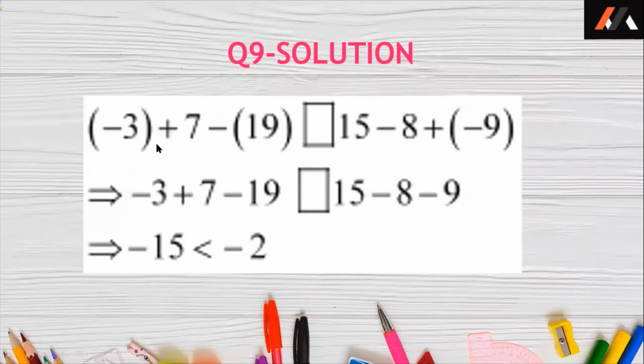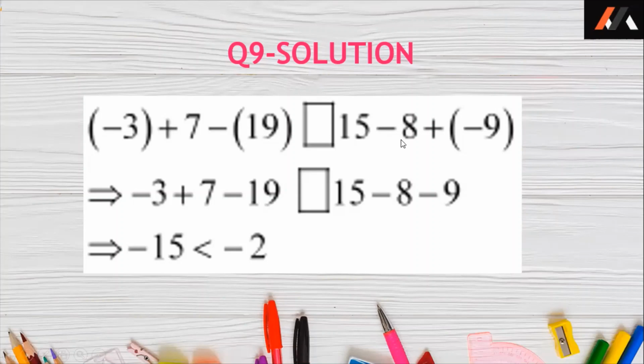Minus 3 plus 7 minus 19 is on the LHS. 15 minus 8 plus (minus 9) is on the RHS. Minus 3 plus 7 minus 19: minus 3 plus 7 is equal to plus 4. 4 minus 19 is equal to minus 15.